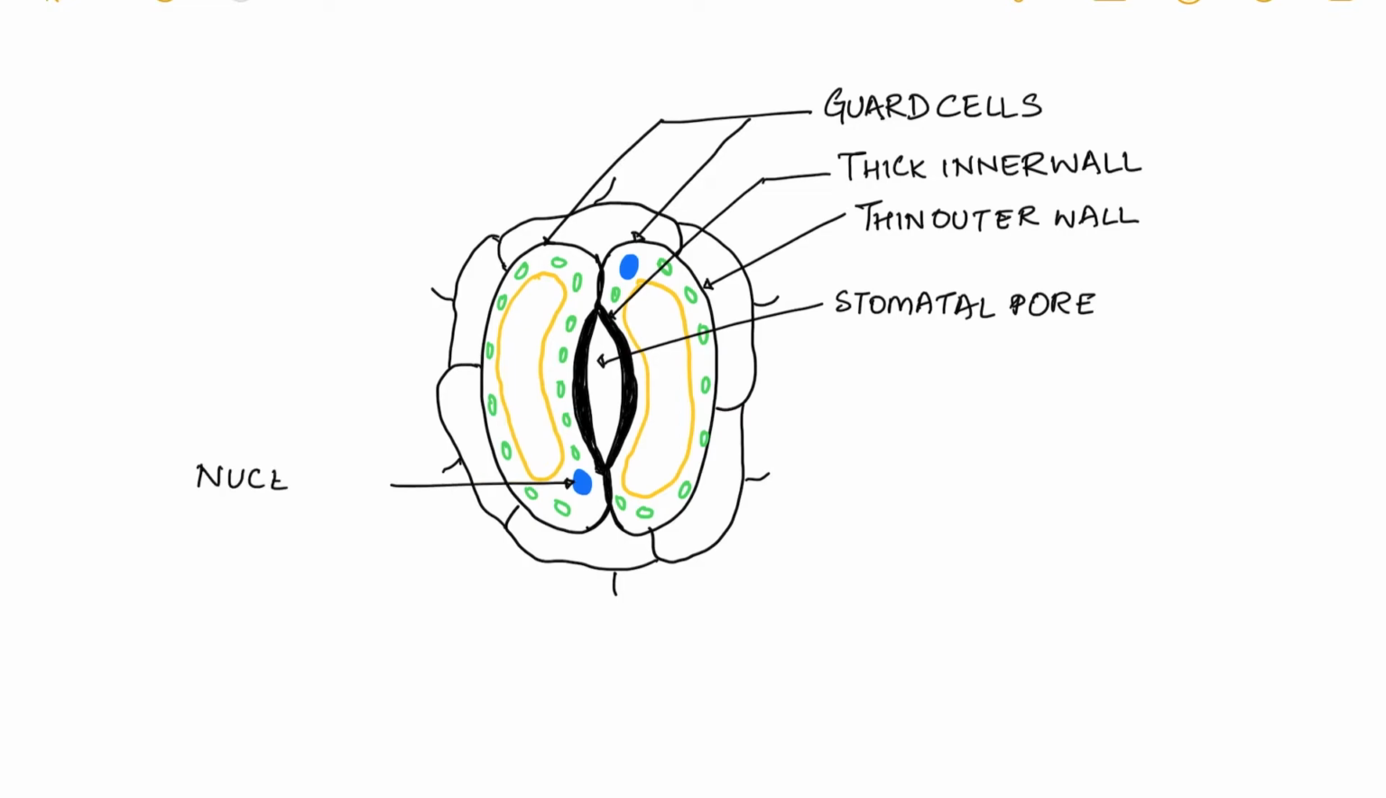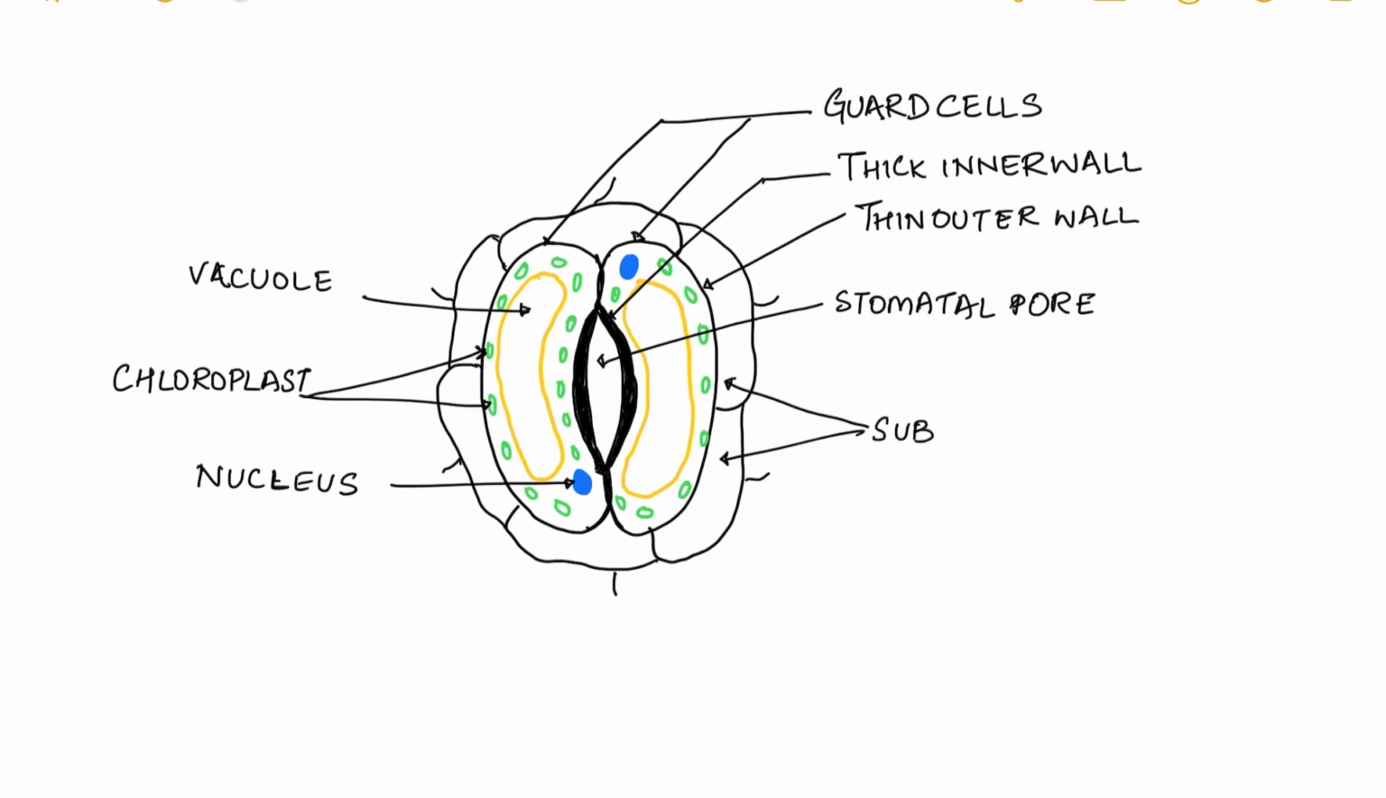Inside, the blue dots or spots are to be labeled as the nucleus, and the green oval structures that are drawn are the chloroplast. The sac inside is to be labeled as the vacuole. The surrounding thin cells are the subsidiary cells.